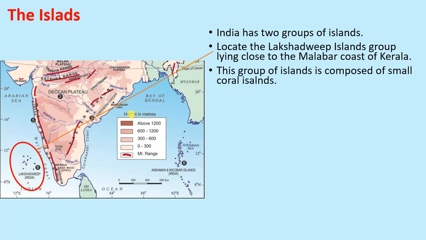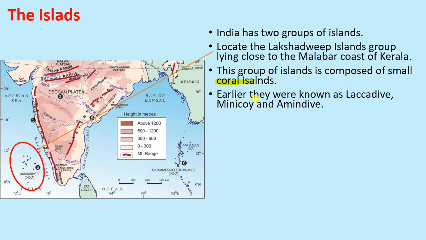This group of islands is composed of small coral islands. We'll discuss corals in another slide. Earlier they were known as Laccadive, Minicoy and Amindivi. In 1973 these were named the Lakshadweep. So earlier there were three different names for these places, and in 1973 they were given the name Lakshadweep.